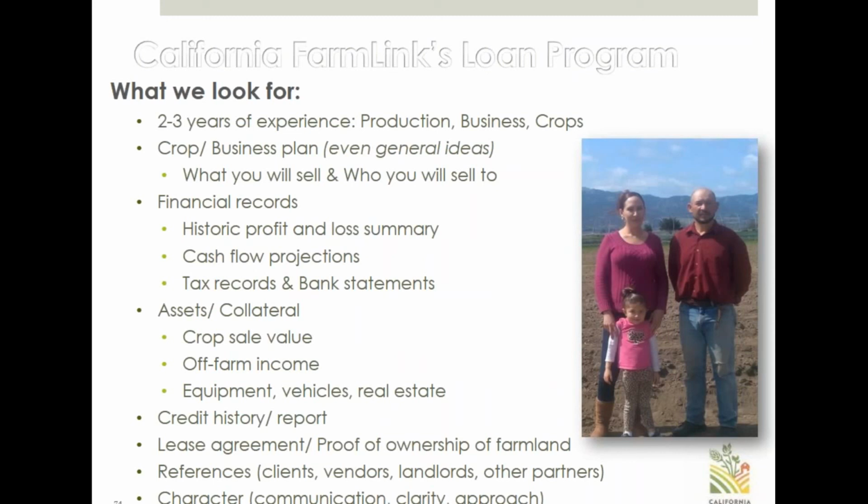So just quickly, as I said, as a lender, what we look for is 2 to 3 years of experience in the business. We want to see a crop plan, if not a full business plan. We're going to want to see financial records. Certainly we're going to see your tax records and your bank statements, and we can, as FarmLink, in certain cases, help you develop the financial projections. We're going to want to figure out your overall collateral, which ideally is off-farm income, potentially also crop sale value, and also look at equipment and vehicles and real estate as ways to develop collateral to secure your loan.